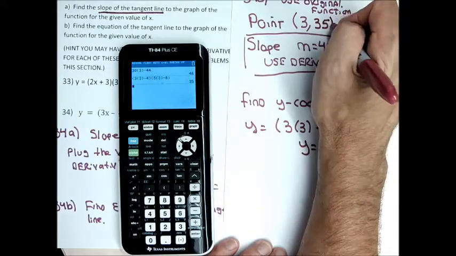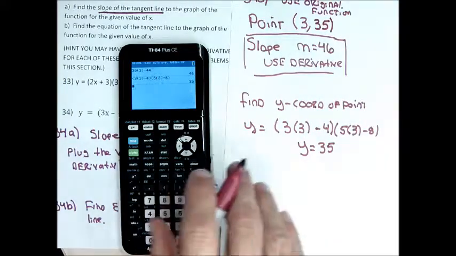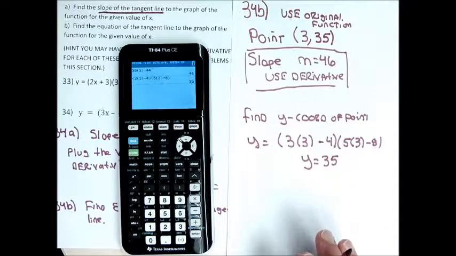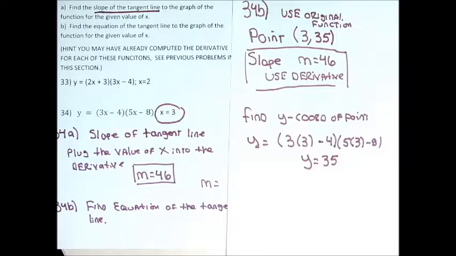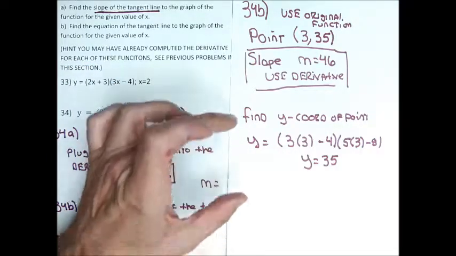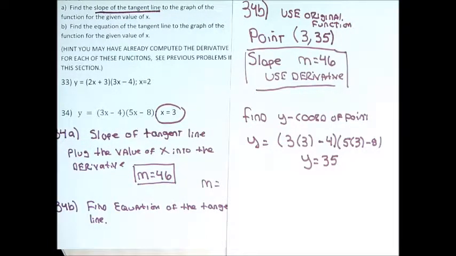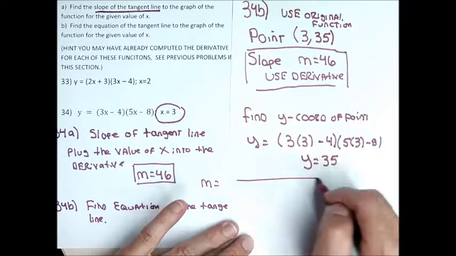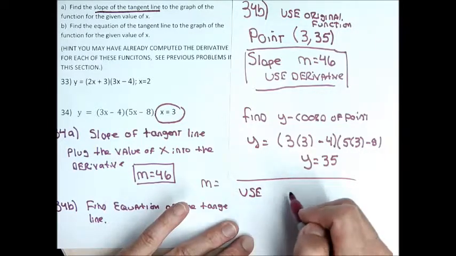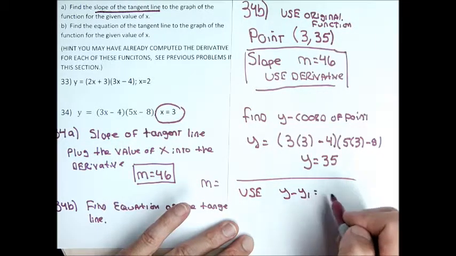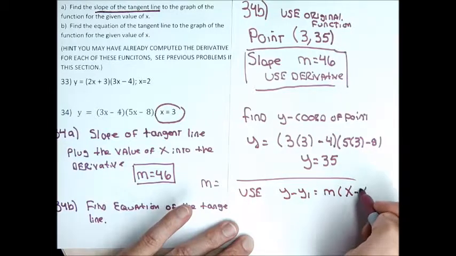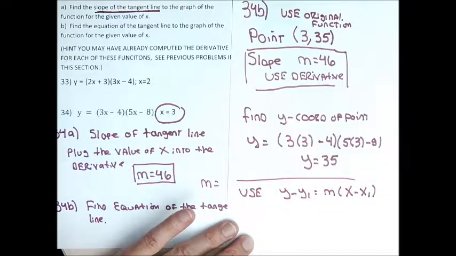So in order to do part B, in order to find an equation of any line, you need a point and a slope. Part A, the algebra that I'm asking you to do, gave you the slope. The problem itself gave you half of the point, and the algebra that I just did by plugging the number that's given into the original function gives me the y coordinate of the point. I'm not done with 34B, but I'm basically there because now I have everything I need, and now I'm going to use the y minus y1 equals m times x minus x1 formula to get the answer I'm looking for.